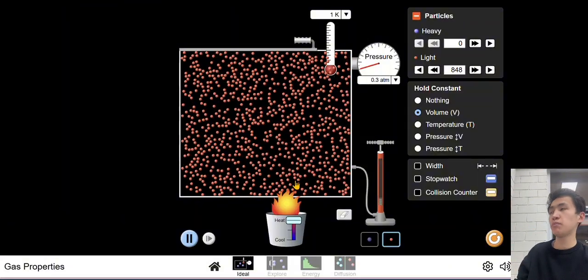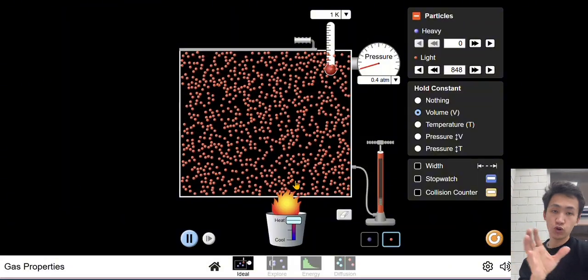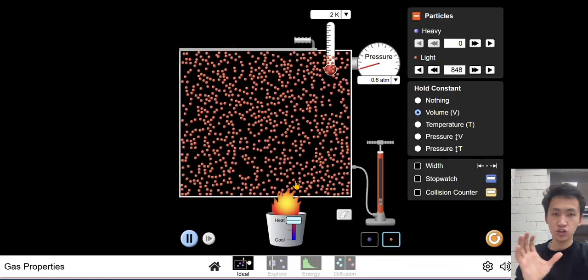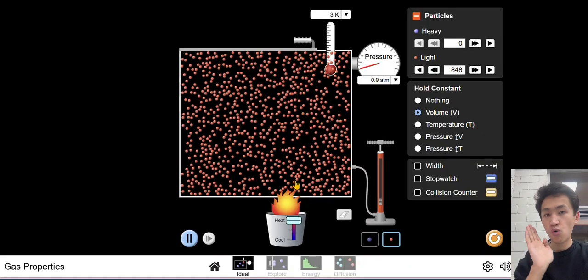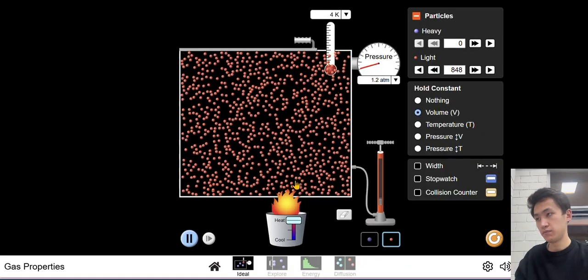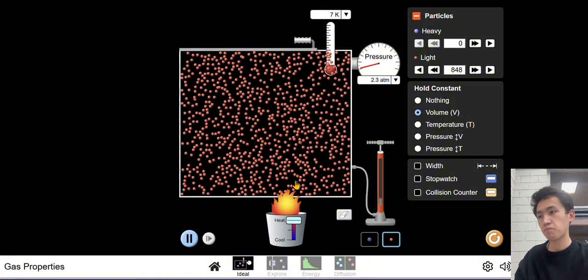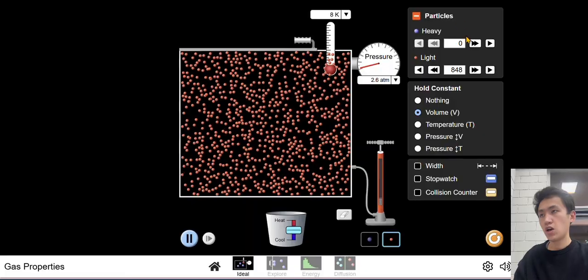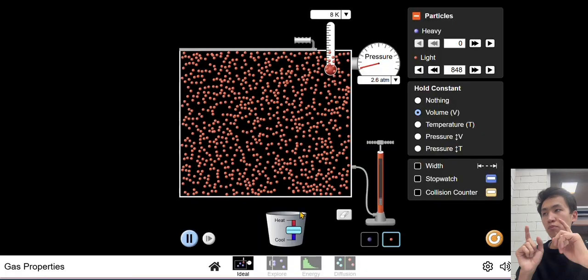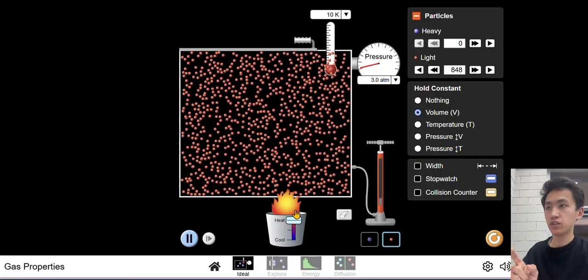Our system is in an isochoric process, which means the volume is constant. Our volume doesn't change over time. The molecules get motion. You can see the number of particles, 848.